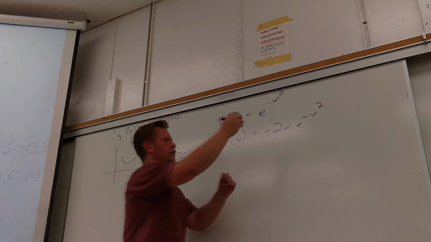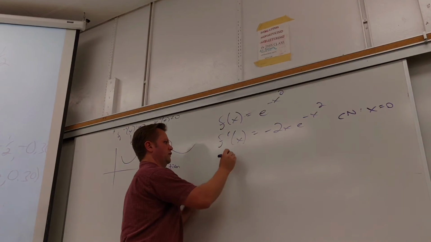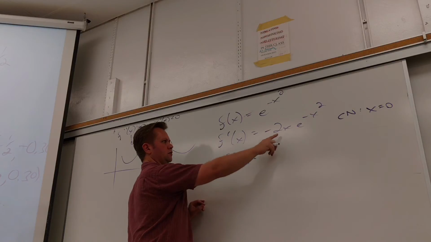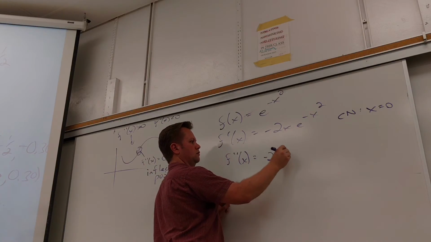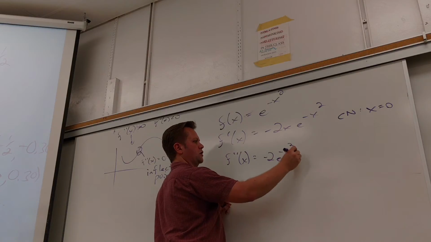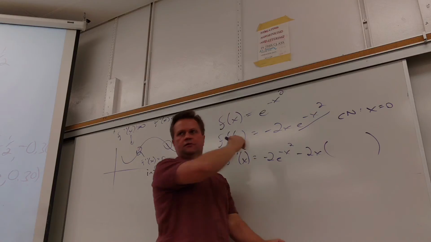Alright, we already found the critical number, there was 0. What's the second derivative of this thing going to be? What do I have to use? Product rule. Good. So this guy's derivative is -2. Now here's the funky thing. This guy's derivative is this.